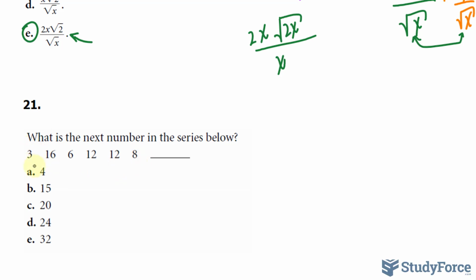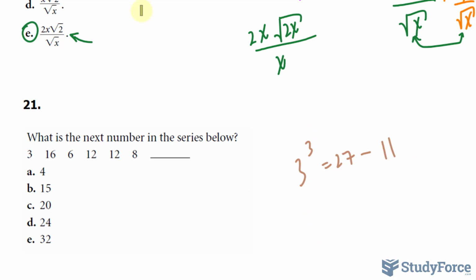If I raise 3 to the power of 2, I get 9. That doesn't work. 3 to the power of 3 is 27. Subtract 11. All right, let's see if that works here. No way. It doesn't. 16 to the power of 3 is really big. There's got to be a better way to think about this.